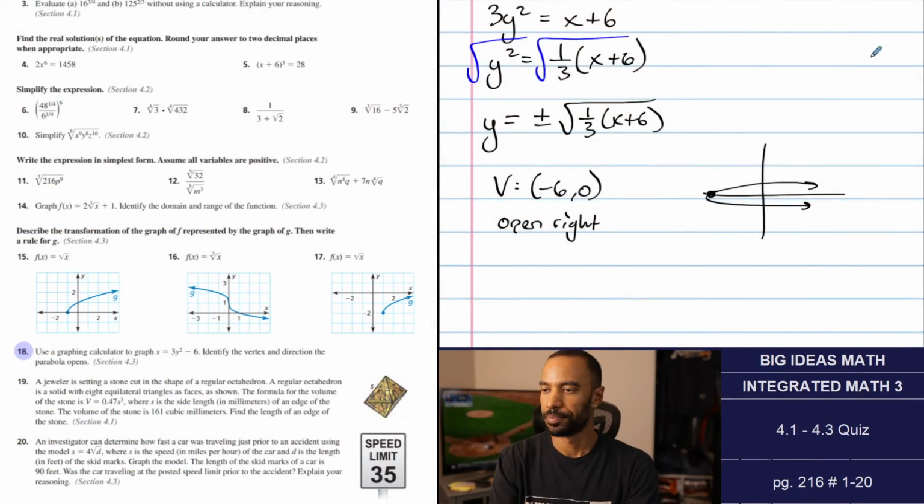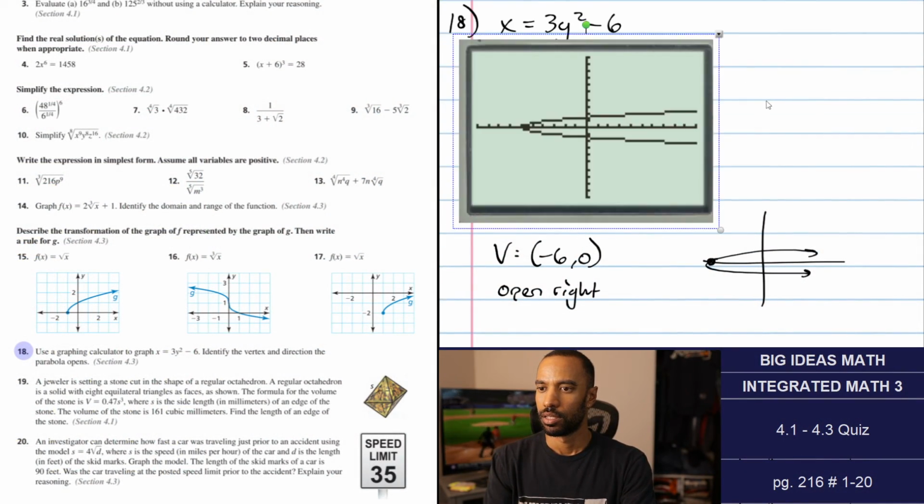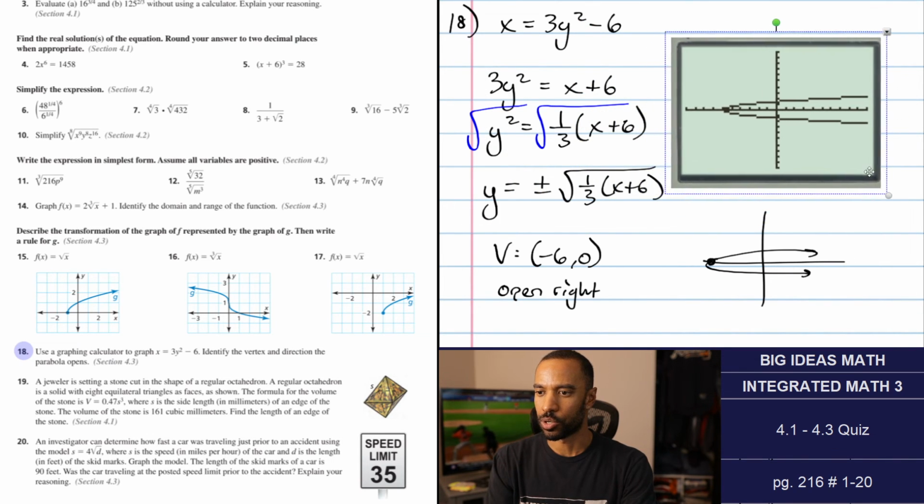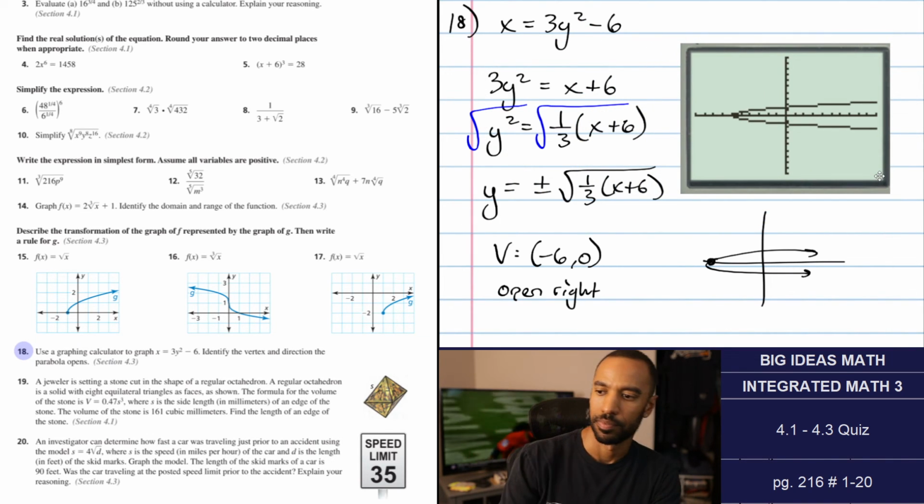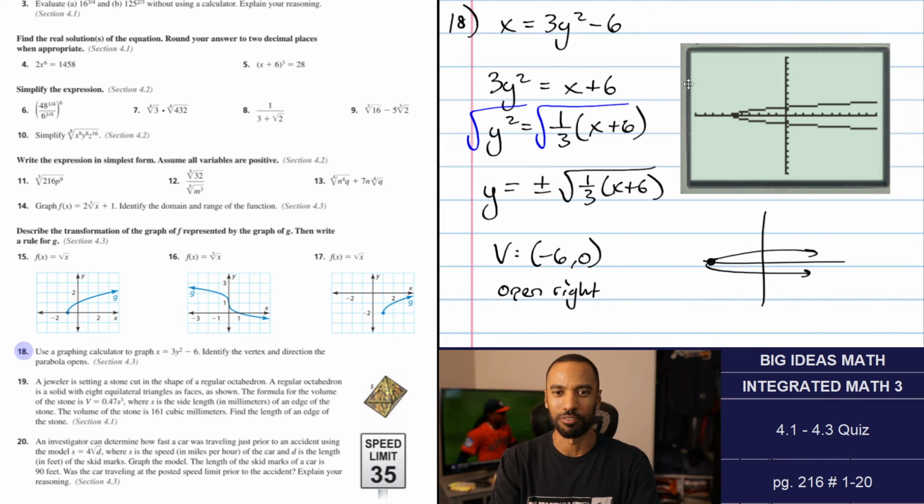I'm going to copy and paste my graphing calculator version of this answer. I already wrote out the extra information that we needed. And that's good. See, don't those match up so perfectly? Oh, totally. Okay, number 19.